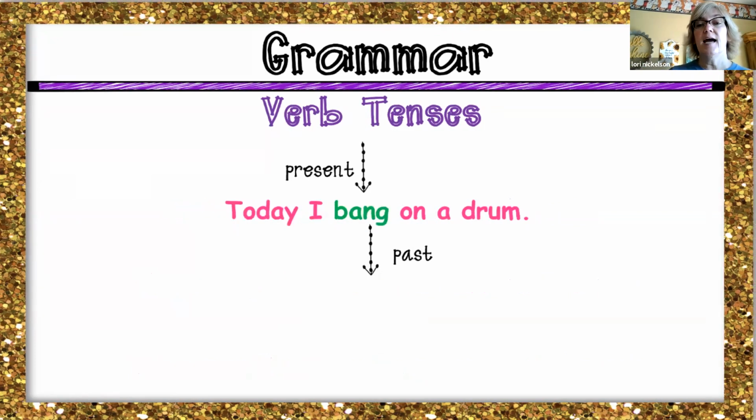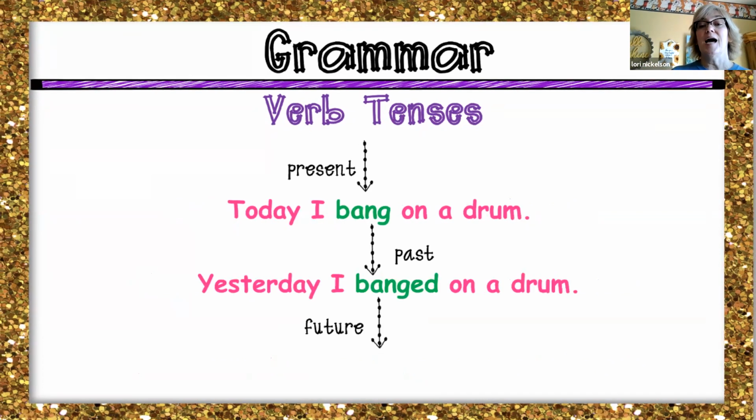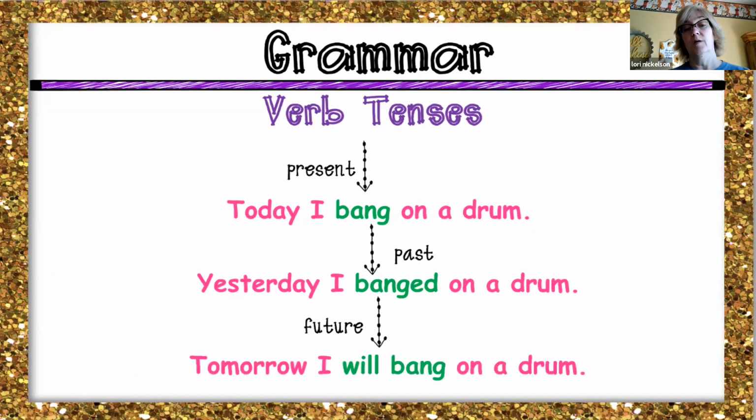Present tense: today I bang on a drum. Notice the verb bang. Yesterday I banged on a drum. I changed today to yesterday and I had to add ED to bang. So my future will say: tomorrow I will bang on a drum. I had to add that special word will in front of the verb bang.